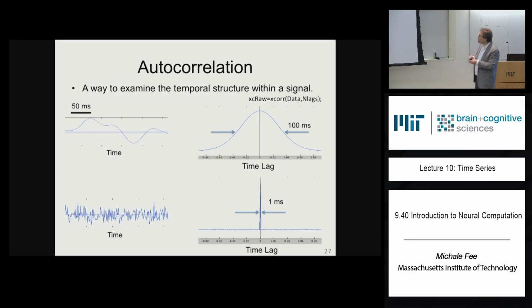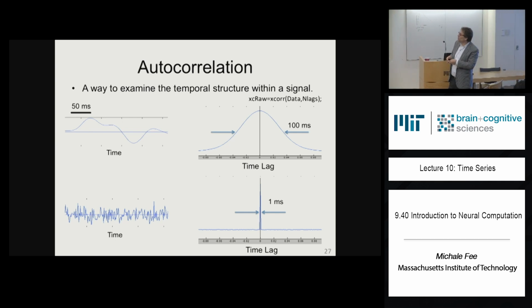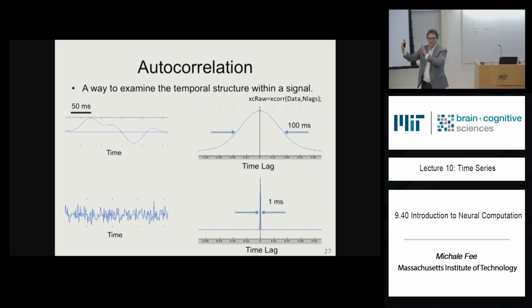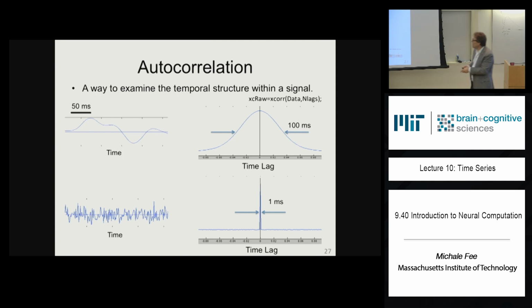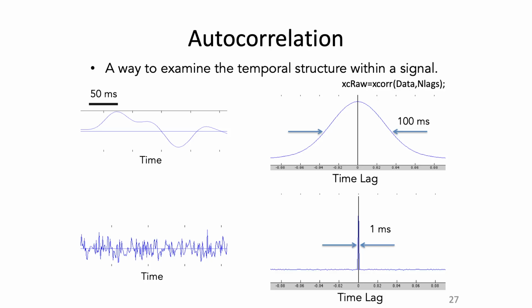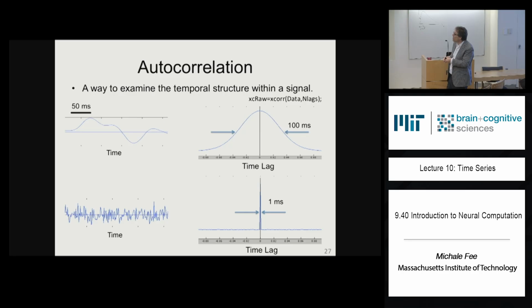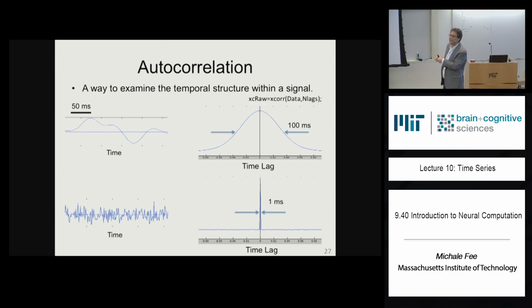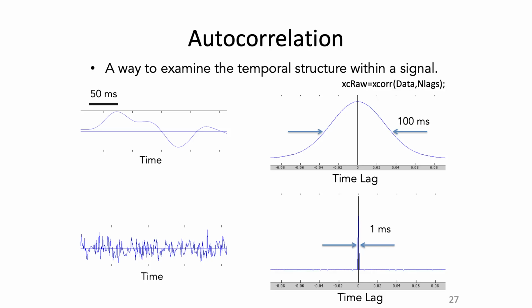You can see both of these are just noise, but I've low-pass filtered this one with a 50 millisecond wide kernel to give very slowly varying structure. This one I smoothed with a very narrow kernel to leave fast fluctuations. The autocorrelation shows that the smoothing width of this signal is very narrow, and the smoothing width for this signal was broad. In fact, this signal looks like noise that's been convolved with this, and this signal looks like noise that's been convolved with that.